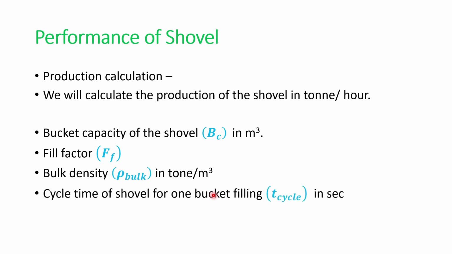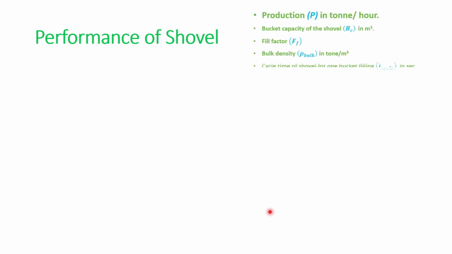Now the cycle time of a shovel for one bucket filling, that means how much time it will take for one bucket filling, that is called T. So these are our parameters: bucket capacity, fill factor, density, and the cycle time.